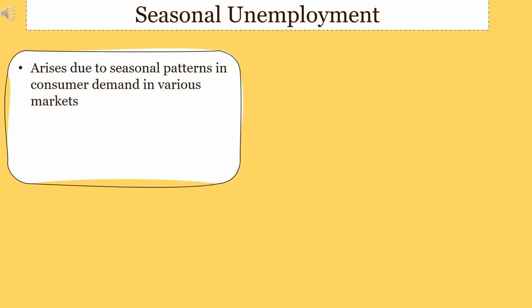Firstly, we'll look at seasonal unemployment. This type of unemployment arises due to seasonal patterns in consumer demand in various markets. Consumer demand, that is the level of want or need for a particular commodity or good or service, varies or changes depending on the time of year, depending on what season it is, depending on many things. And so sometimes unemployment can arise if the good or the service being provided is based on fluctuations or variations in consumer demand over time.